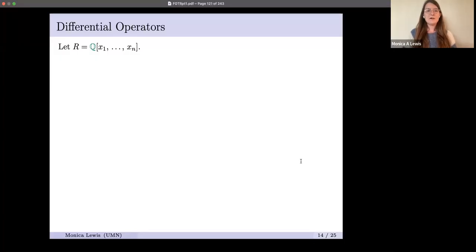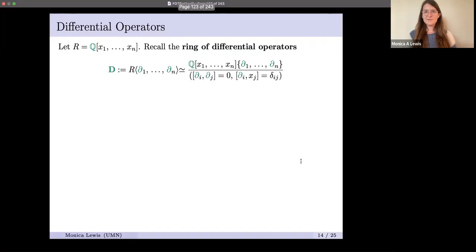So take R a polynomial ring over Q or any field of characteristic 0, and recall our ring of differential operators where you adjoin the symbols partial 1 through partial n that satisfy relations where they commute with each other and they commute with the variables in a special way. Or rather don't commute, but their commutator is special. Sorry, I misspoke. Okay.